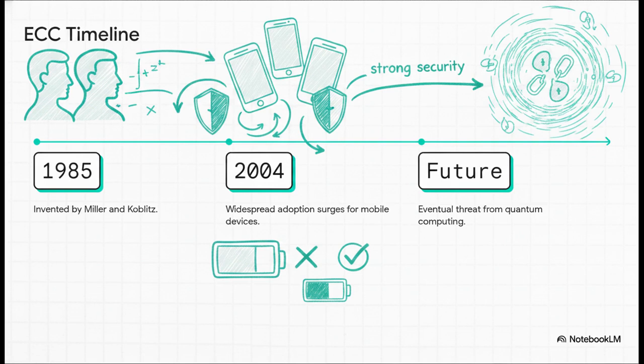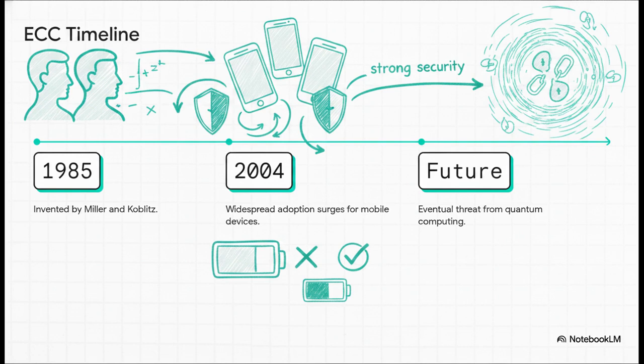It wasn't until around 2004 when we started putting supercomputers into our pockets that the tech industry kind of panicked. Mobile devices just could not handle RSA's giant cryptographic keys. Doing the math to encrypt a single message with RSA required so much processing power that it literally drained smartphone batteries and generated excess heat.